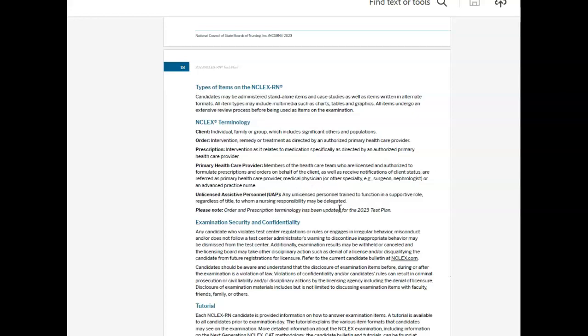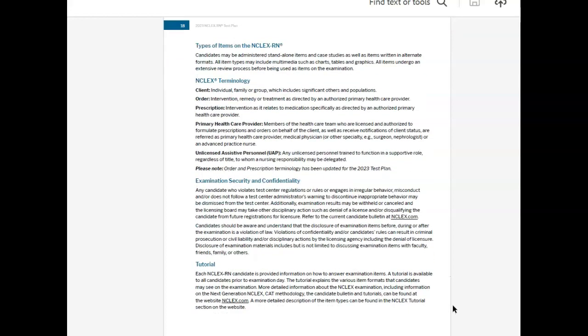This is kind of some NCLEX terminology. Unlicensed assistive personnel or nurse techs. They can be known as nursing assistants. They can be known as PCAs, UAPs. There's a lot of different names for them. Some are certified by the board. Some of them are just certified by a VOTEC college.